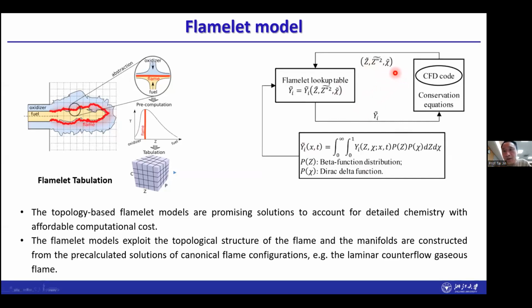And then the species concentrations will be interpolated from the flamelet library, and this is a way to get the species mass fractions from the library. So this kind of flamelet modeling has been widely used.